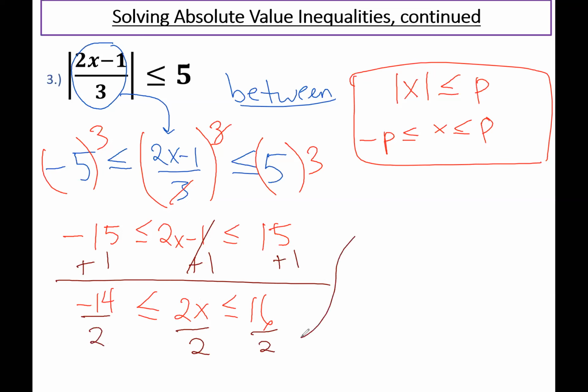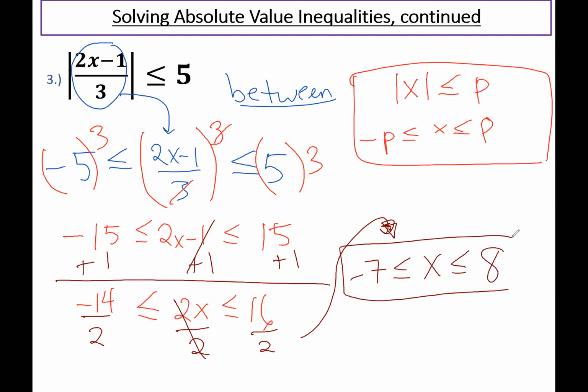Okay, I'm going to come over here to finish up. -14 divided by 2 is -7. 2x divided by 2 is just x. That was the whole point of why we did that. And then 16 divided by 2 is 8. Now I'm keeping my inequality signs facing the same direction. Sometimes we flip them if we divide by a negative, but in this case, that's not what happened. We just divided by a +2, so they just stay in the same direction. So I have my answer. This is in set notation, depending on the directions, which I didn't really give you right now.